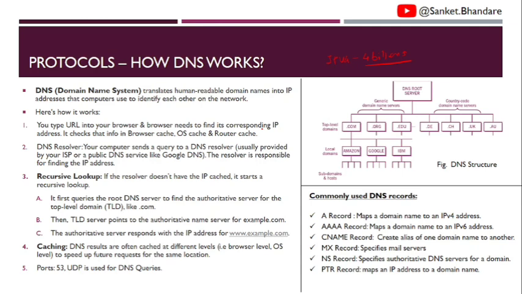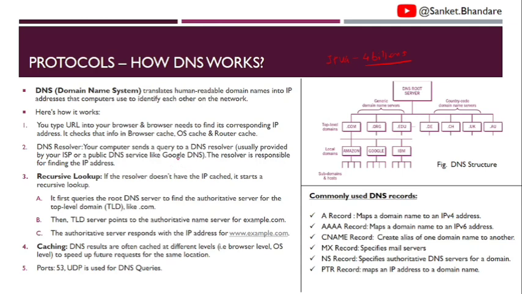So the browser first checks, let's suppose you want to open the google.com website, and you typed www.google.com in the URL section, it checks whether the entered URL is present in the browser cache or OS cache or router cache. If the entry is not present, then the request will be further sent to the DNS resolver.